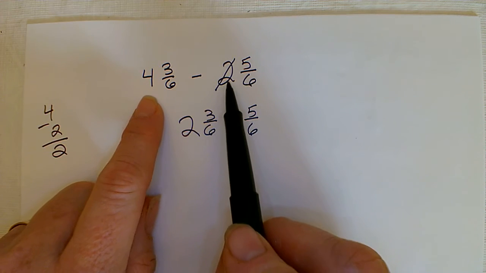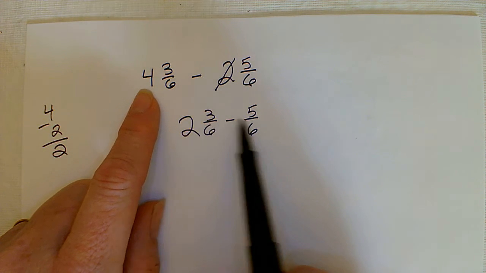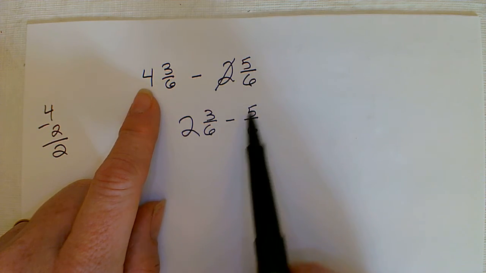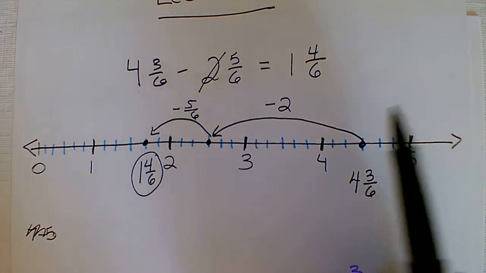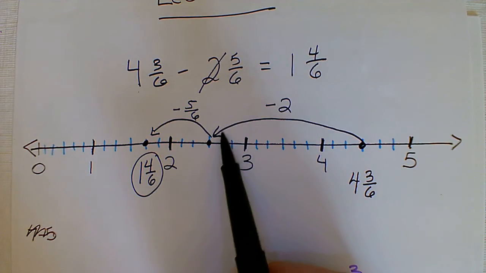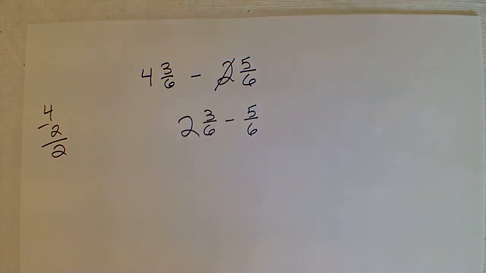So the first thing that we did was we subtracted 4 minus 2 and got 2. We held on to our 3/6. And now we're going to subtract 5/6. This is exactly what we did in that first number line, where the first thing we did was we subtracted out the 2 and then we subtracted out the 5/6. We're doing the exact same thing.